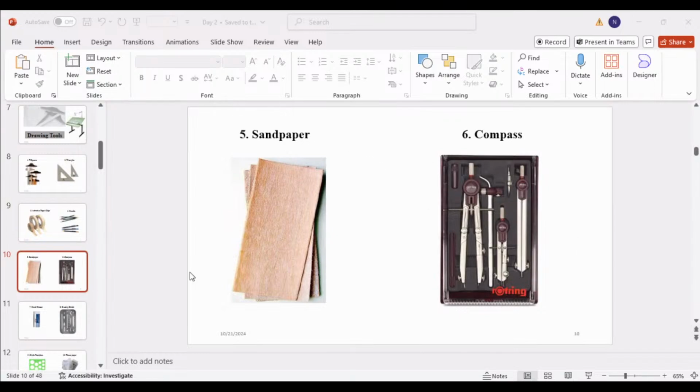So then the sandpaper. So sandpapers are used to sharpen each pencil or a pointer. Okay. So there are some types of wooden pointers which will be used in the drawings.